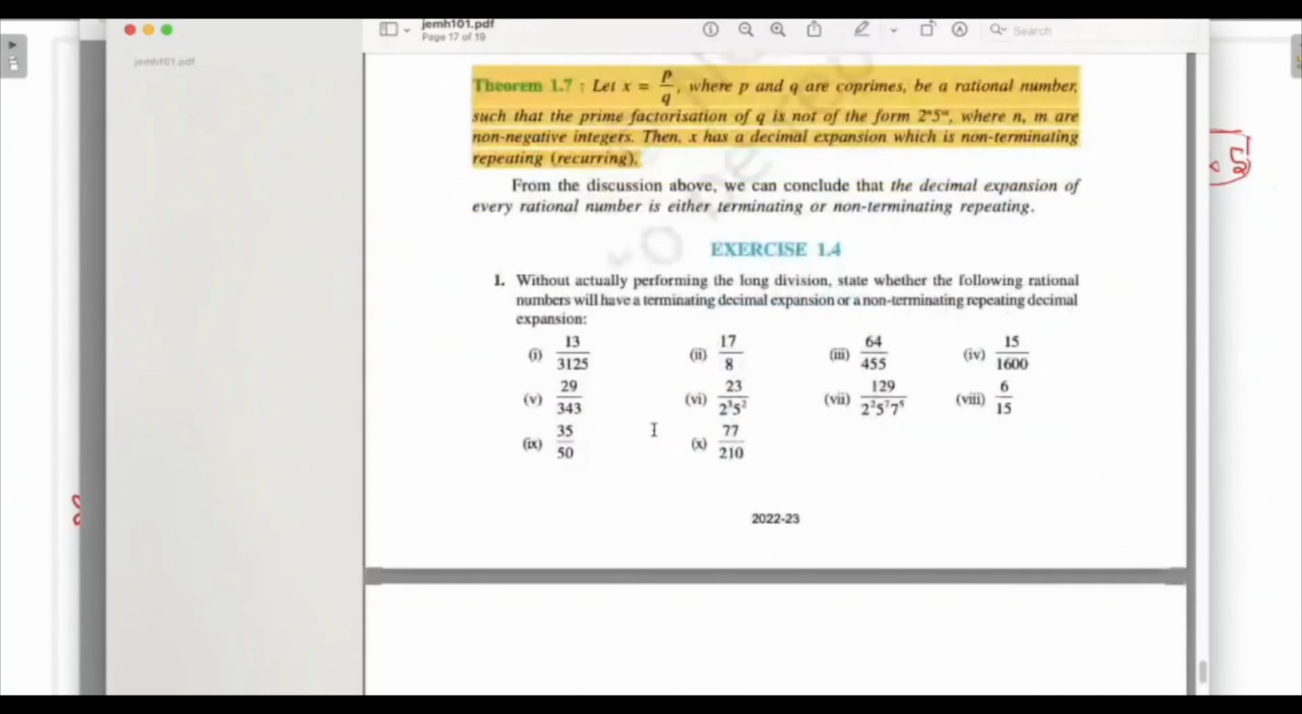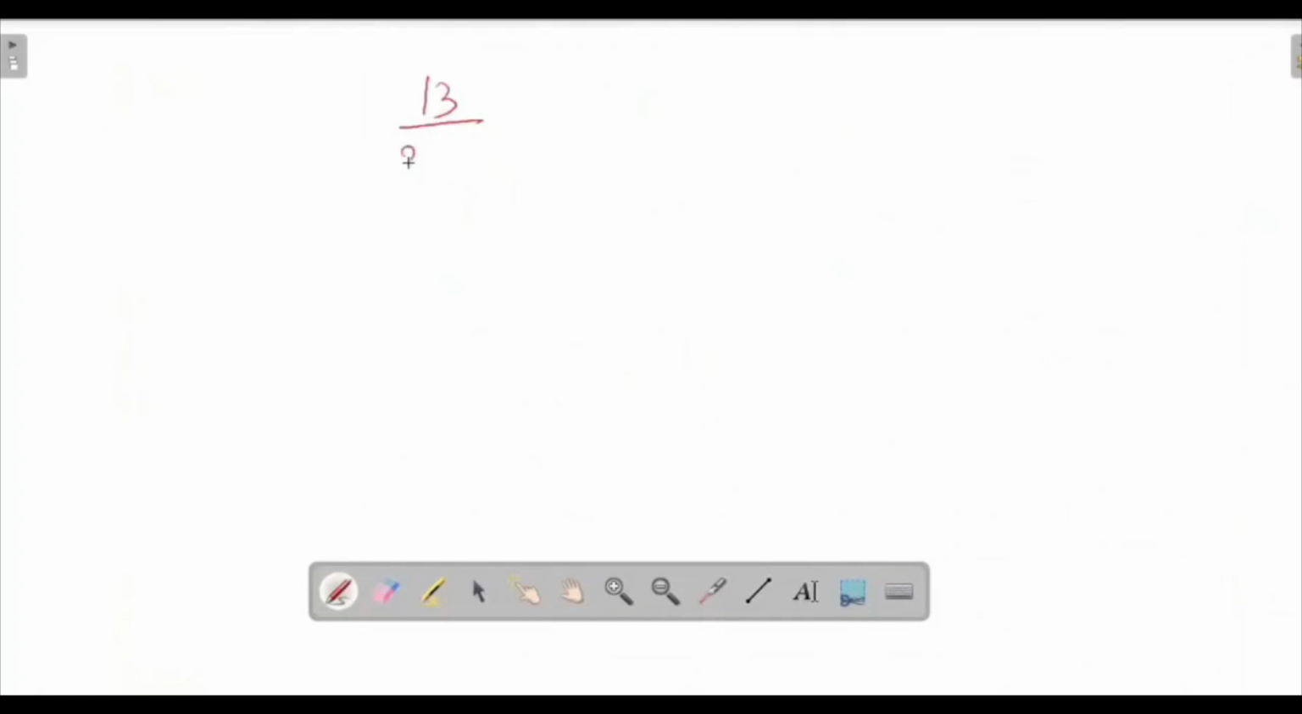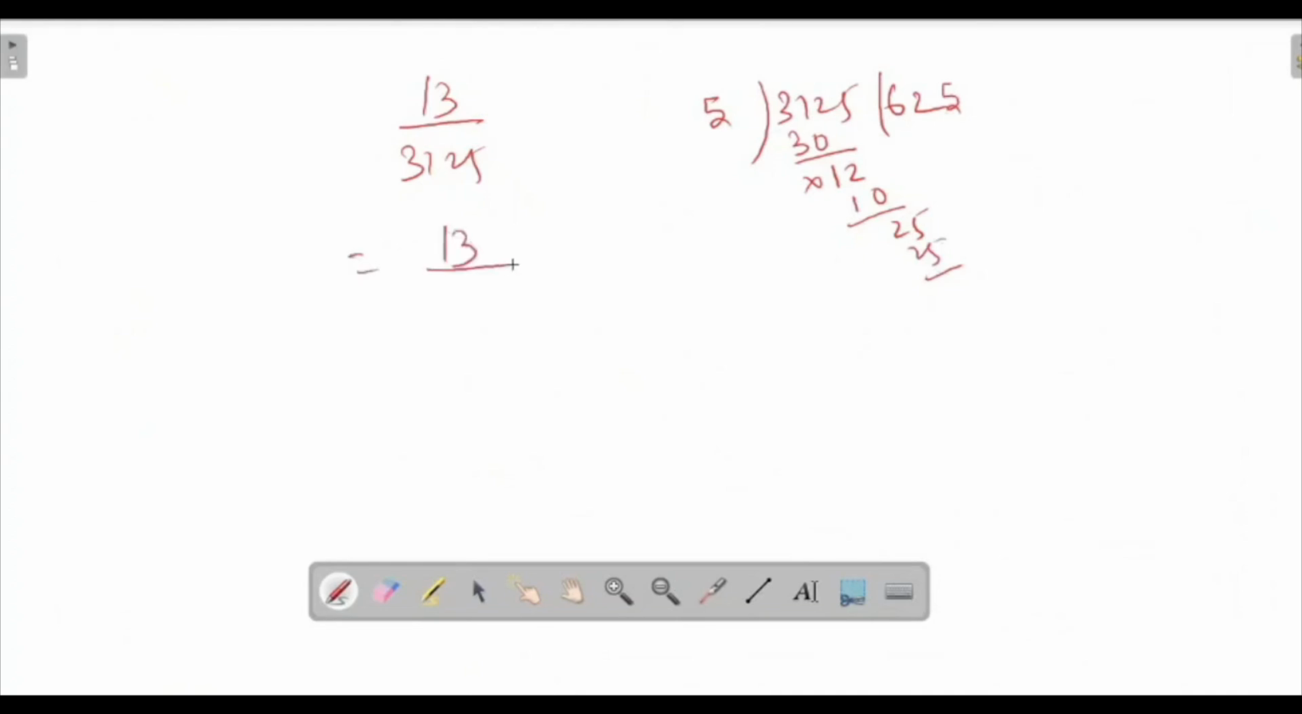Let's try to see that as well. Let's look at 13 upon 3125. Now let's look at 3125. It is 5 times 625, and 625 is 5 times 125, then 5 times 25, then 5 times 5. So this is going to be 5 to the power 5, right? So there is no 2 or 5 apart from this, there is nothing more. So if I try to divide it, what I will get is a terminating decimal.